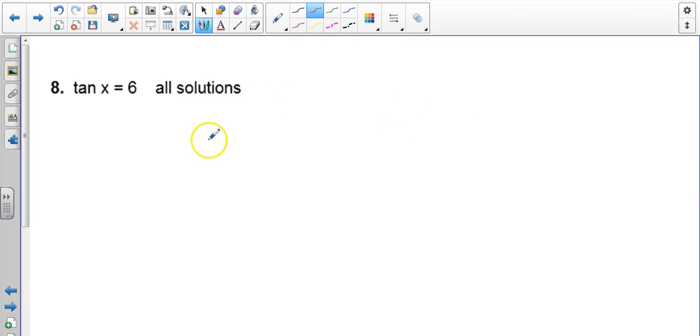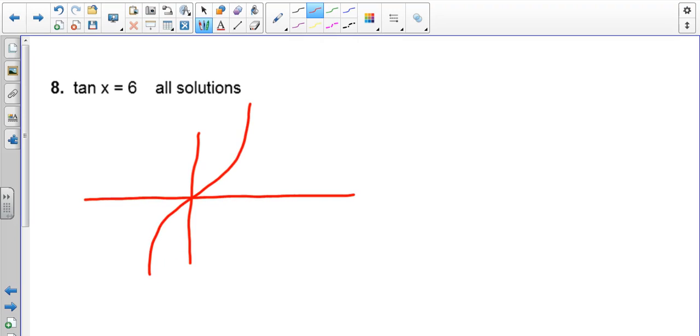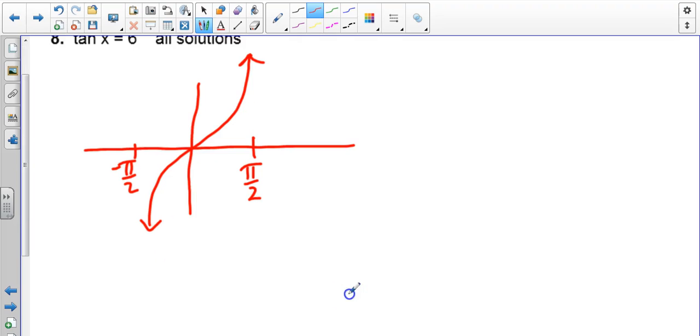Is this never? Yeah. It is a tangent graph. Does the tangent graph hit 6? The range is negative infinity to infinity, right? You can graph this. Do I have to graph this? What did I talk about as the other way to find? Guess and check.